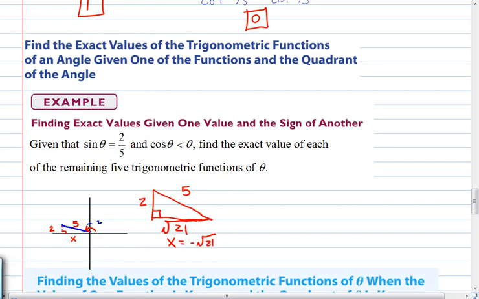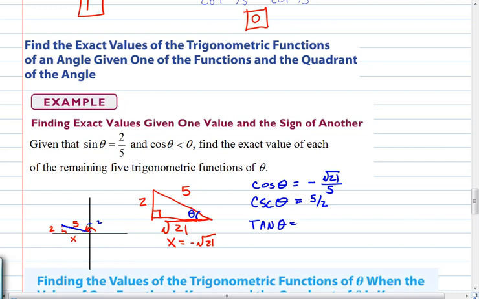Find the remaining 5 trig functions. We have sine. What is cosine theta going to be? I don't know theta, and that's okay. Cosine theta is negative in quadrant 2, is it not? So cosine theta is going to be negative adjacent over hypotenuse. Cosecant theta is going to be positive or negative? Positive, because it's the reciprocal of sine. So the reciprocal of 2/5 is 5/2.